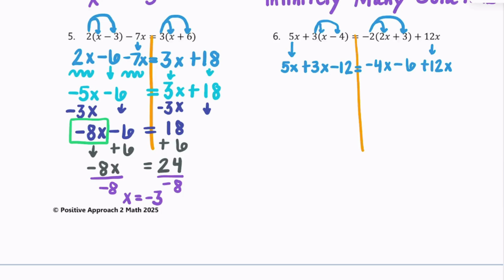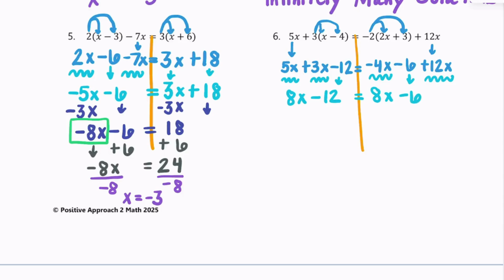Now I'm going to look and say, okay, do I see any like terms on that left-hand side? We want to get that left-hand side as simplified as we can. I do. I see 5x and 3x. I can combine those, and that's going to give me 8x. It's on the same side, so we keep the operation the same. We just simplify, and we're going to bring down that -12. On the right-hand side, looking for like terms, we have negative 4x and positive 12x. Same side, simplify. Negative 4x plus 12x will leave me with an 8x. Bring down that negative 6.